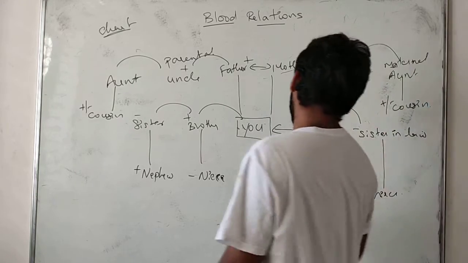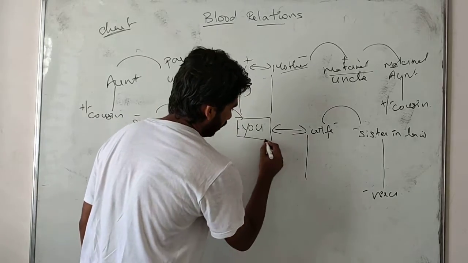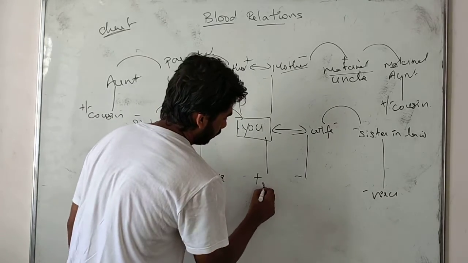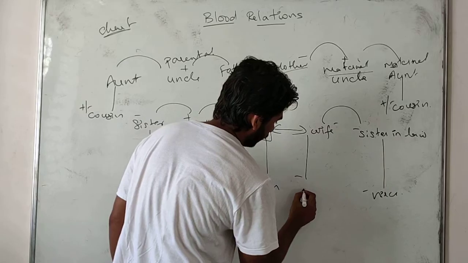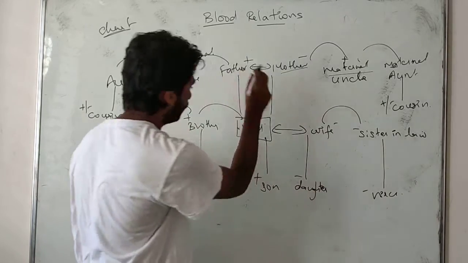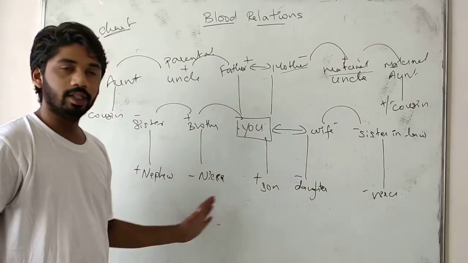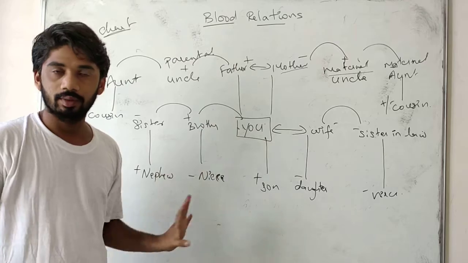Okay, sir. Now you and your wife are there. You have children. This one, plus, will be called son, and this one, minus, will be called daughter. Students, it is a very useful chart. You just memorize all the relationships and you will get the whole family relationship.